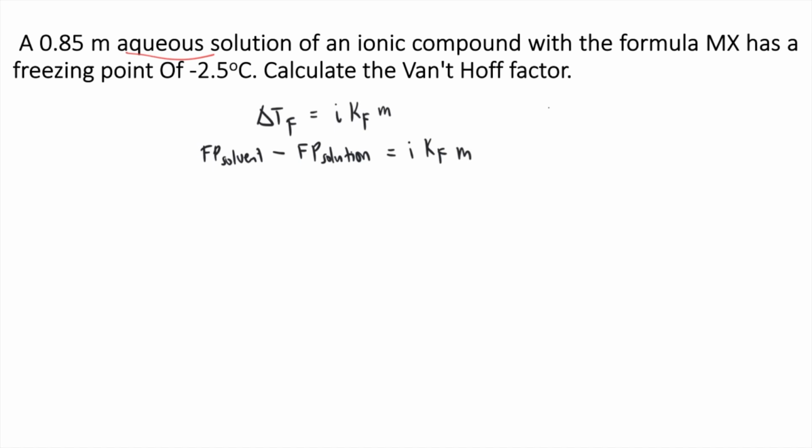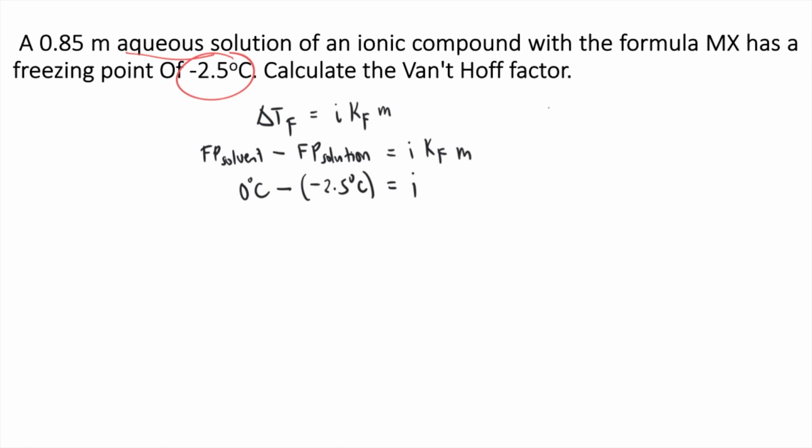Now, what is the freezing point of the solvent? So again, our solvent is water. So although it's not given in the problem, we know that the freezing point of water is 0 degrees Celsius, minus the freezing point of the solution given in the question, which is negative 2.5 degrees Celsius. That's equal to I, the Van't Hoff factor, which we don't know because that's what we are solving. So just write I times KF.